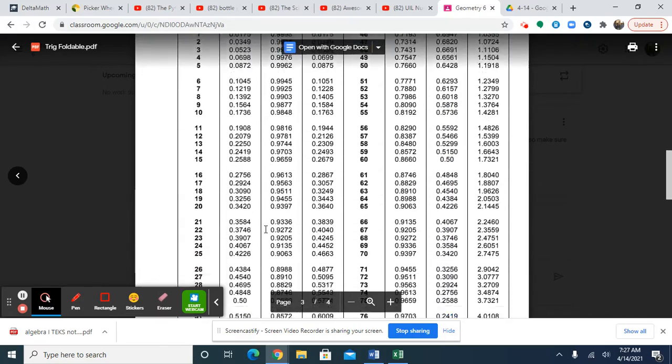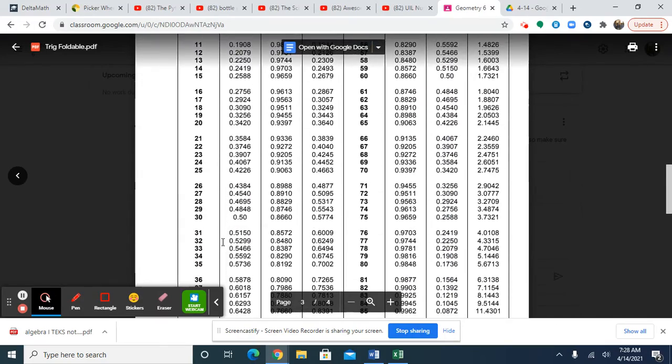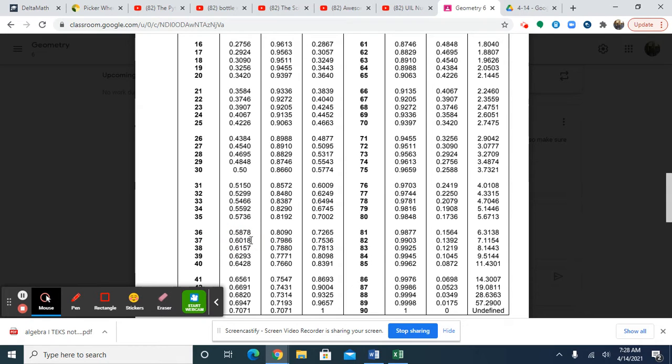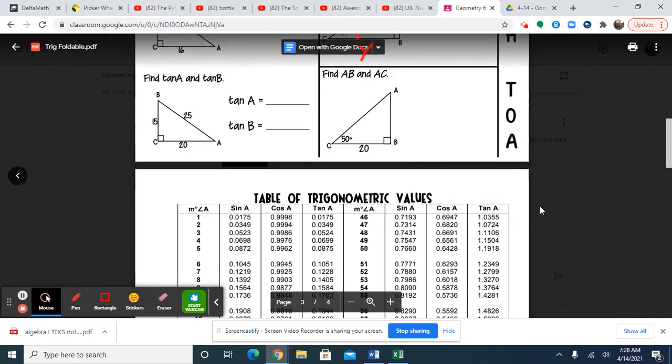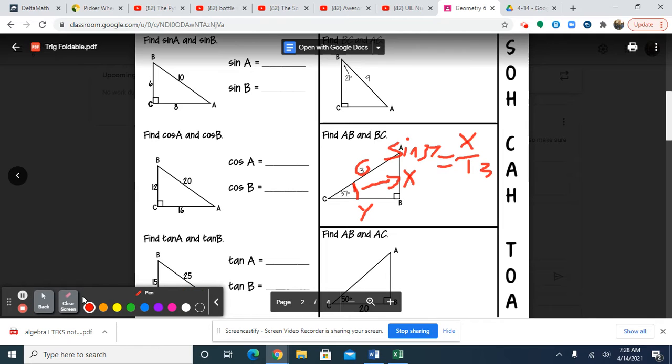Now we come back down here to see sine of 37. Sine is the first column. Sine of 37 is 0.6018. So 0.6018 is equal to X over 13. So what we're going to do is multiply both sides by 13. And X is going to be equal to 0.6018 times 13, which is 7.82, rounded.